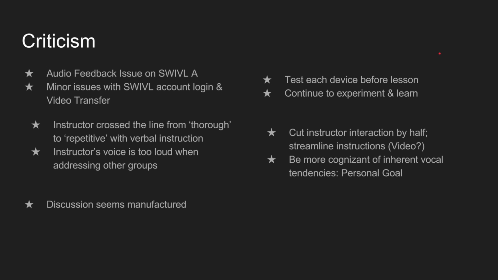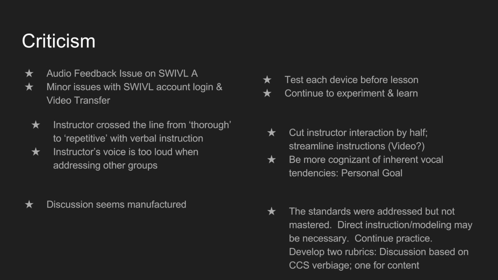The final product of this lesson, the discussion, seems a bit manufactured, and that was expected. The lesson wasn't a failure. The standards were addressed, they just weren't mastered. It's obvious that moving forward, the students may need some direct instruction and modeling on how to meet the exact point of these standards, and we're going to continue to practice that. The instructor needs to develop two rubrics, one based on the Common Core verbiage, and the second on the content required for each of the discussions.